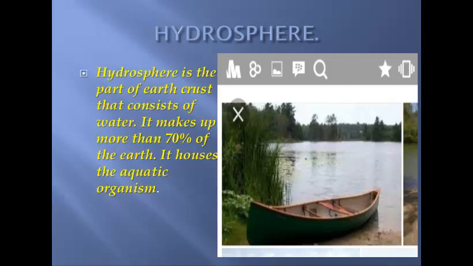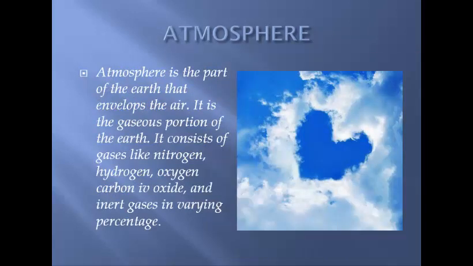Hydrosphere. Hydrosphere is the part of the earth crust that consists of water. It makes up more than 70% of the earth. It houses the aquatic organisms. See, the liquid portion of the earth is what is referred to as hydrosphere, and it is the largest portion as it makes up 70%, like water. As we see the water, the ocean, the example of hydrosphere.